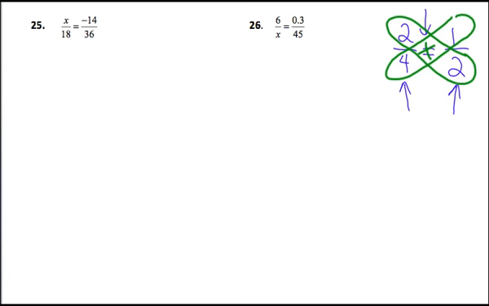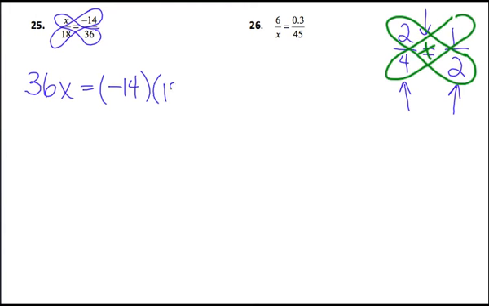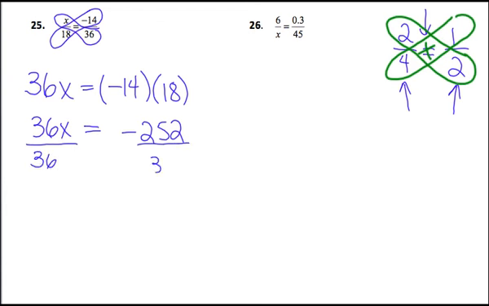So in a problem like this, one of the easiest things I can do for myself is to set these products, 36 times x, equal to a negative 14 times 18, negative 252. When we divide that by 36, 252 divided by 36, now remember it's negative, a negative 252 divided by 36, x would equal a negative 7. So again, we could check that.